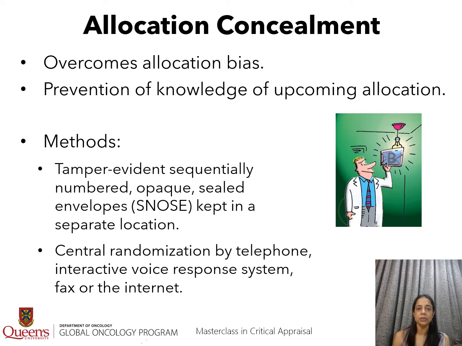Allocation concealment overcomes this allocation bias and prevents knowledge of upcoming allocation. The simplest way to do this is to generate a random number sequence and insert sequential numbers into opaque sealed envelopes such that a single envelope is opened every time a patient needs to be randomized. More advanced techniques include central randomization methods using the telephone, voice response systems, or the internet.